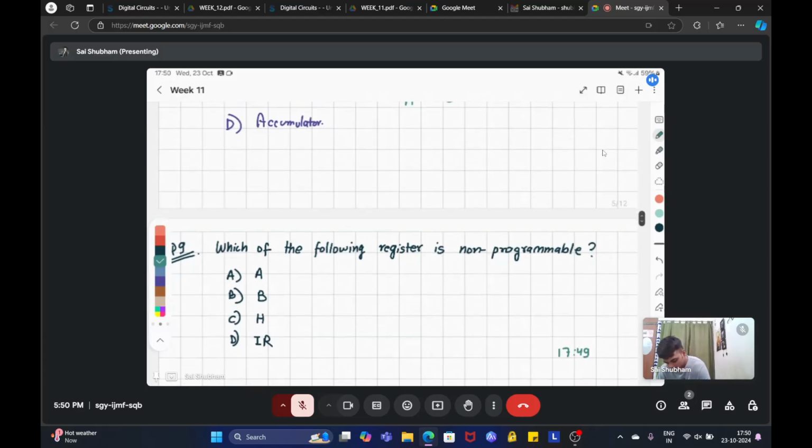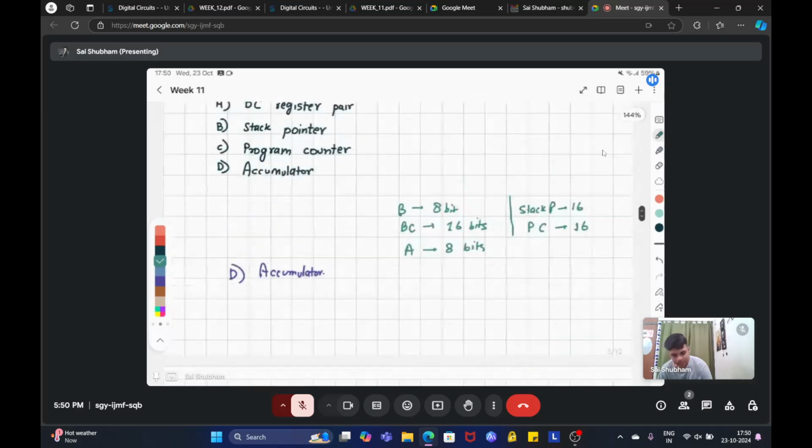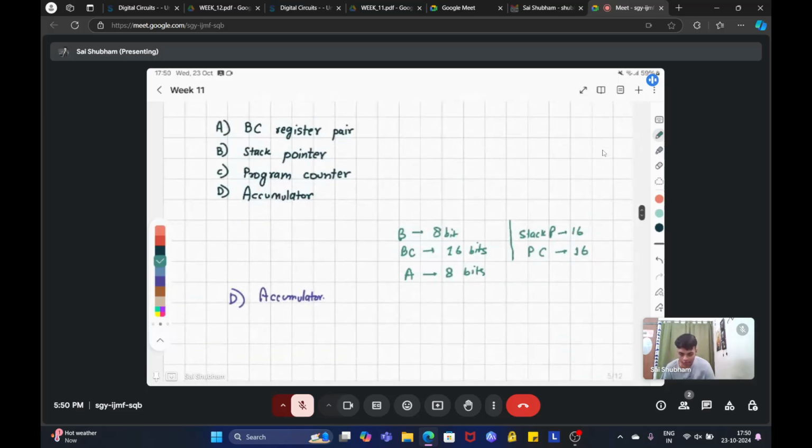So in the previous question, whenever we deal with the data, it is generally 8-bit, and whenever we deal with the address of the data, it is generally 16-bit. So the program counter points to the address of the instruction that has to be executed. So it contains the location of the address. That's why it is 16-bit. Stack pointer has a similar purpose. BC is a register pair, that's why it's 16-bit. And the accumulator, because the data that we generally deal with is of 8 bits.